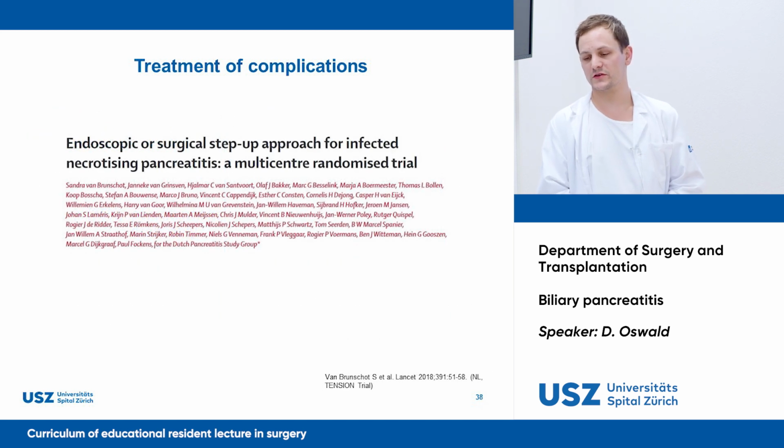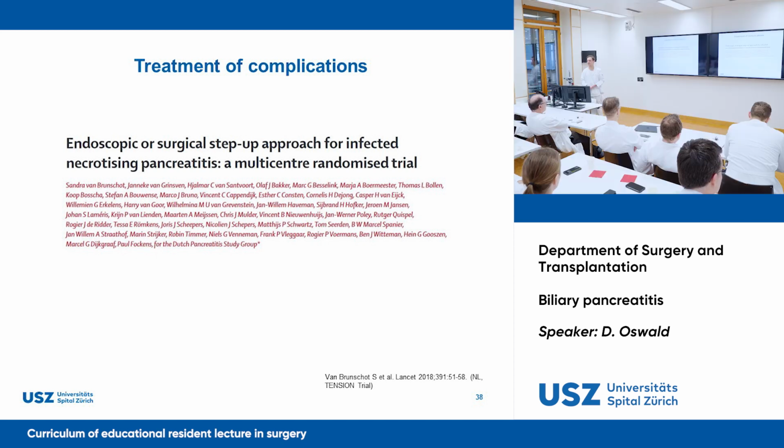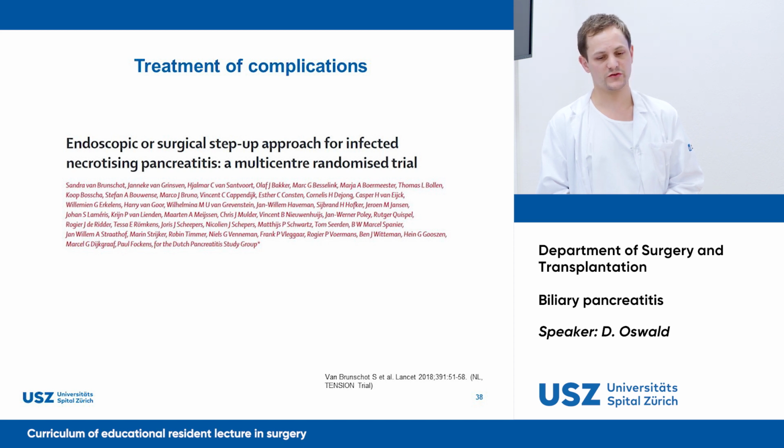In 2018, there was another Dutch study, published in the Lancet, the so-called TENSION trial, and they tried to compare the endoscopic versus the surgical step-up approach. The surgical step-up approach here consists of the exact same procedure as we saw in the study before: percutaneous catheter drainage followed, if necessary, by a video-assisted retroperitoneal debridement. The endoscopic approach consisted of an endoscopic ultrasound-guided transluminal drainage, followed, if necessary, by an endoscopic necrosectomy. The primary endpoints here were the same: major complications or death.